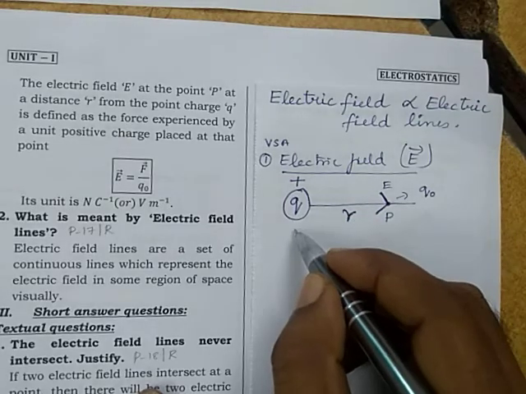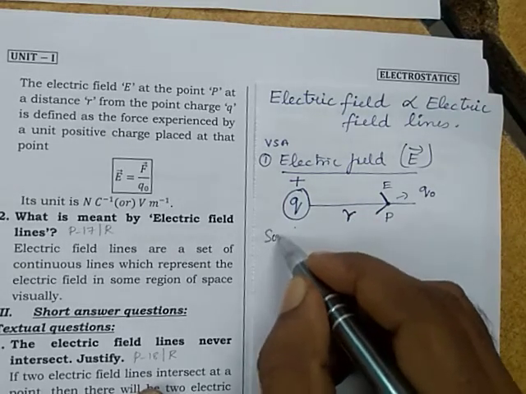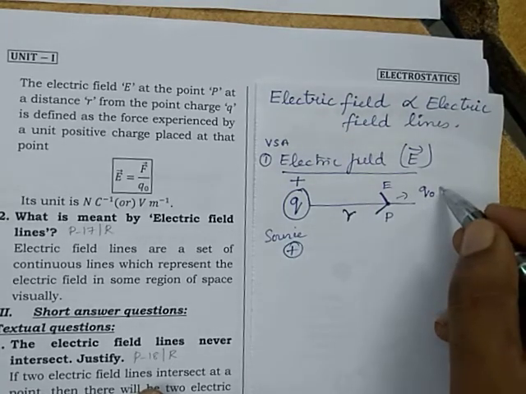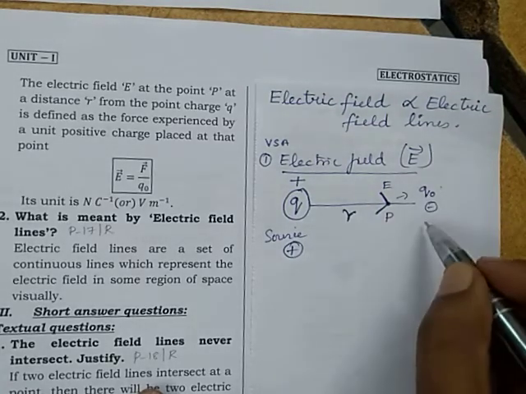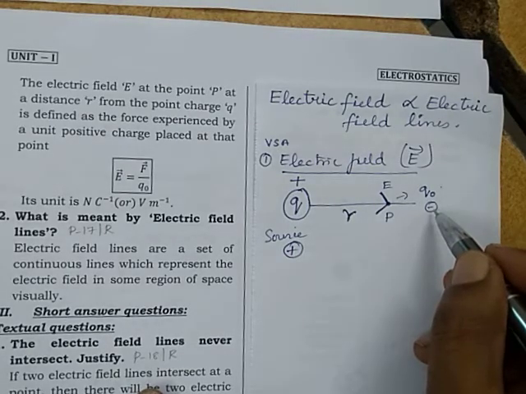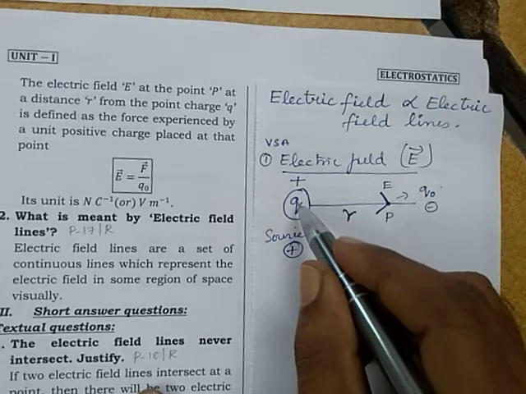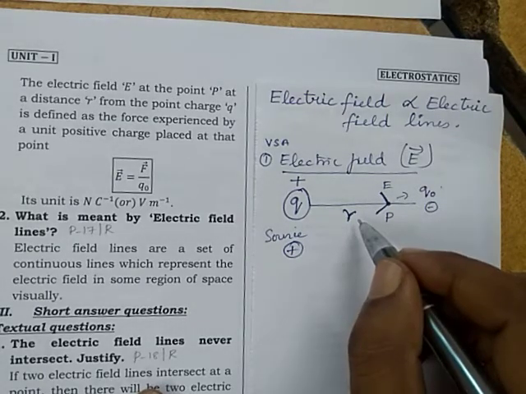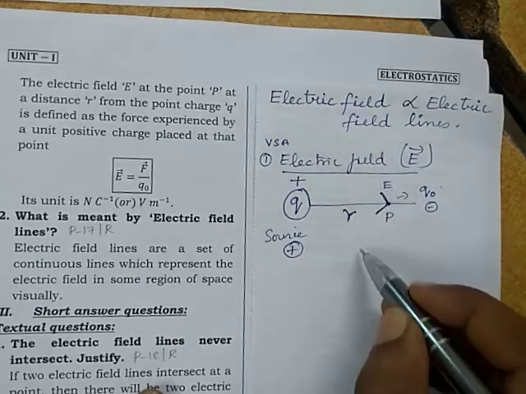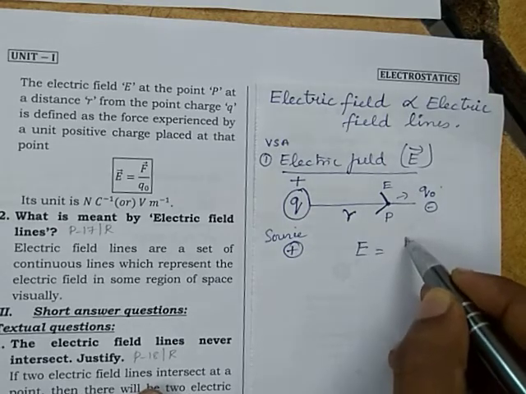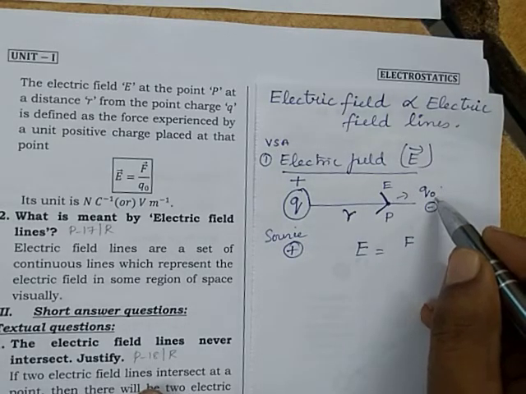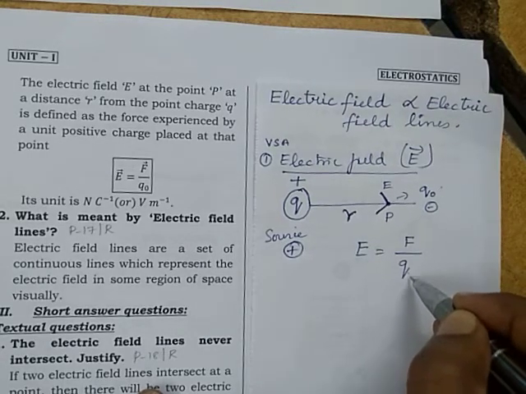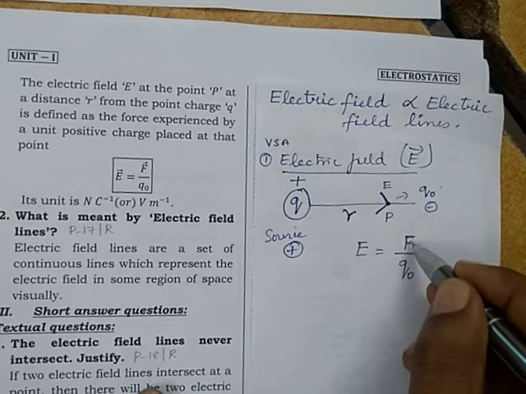If suppose here the source charge is positive and the test charge is negative, then the negative charge will attract towards the positive charge. So it experiences a force. We can state electric field is a force experienced by the test charge.